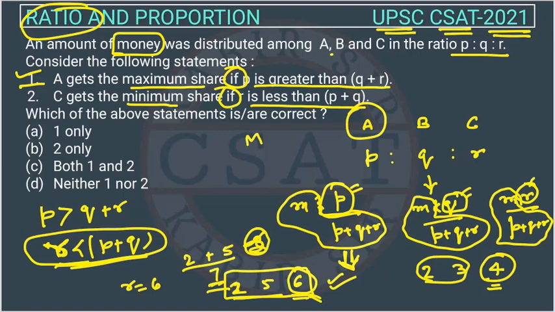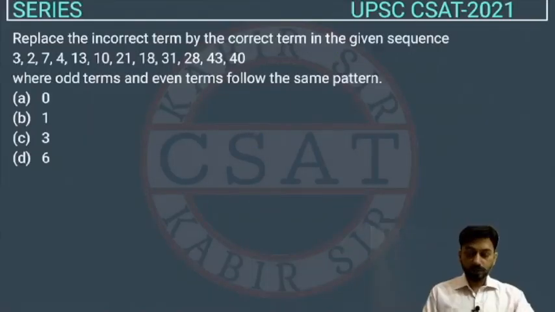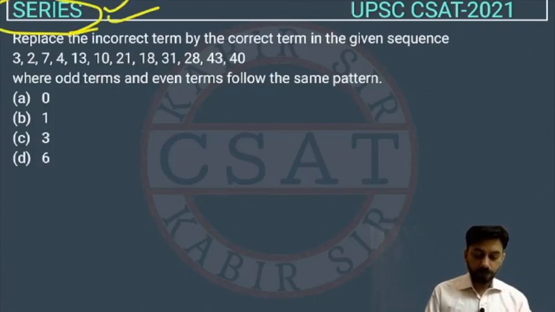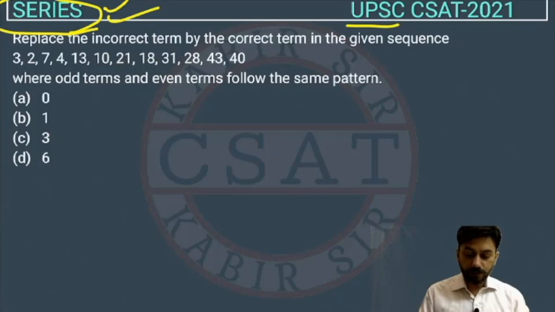So here we cannot deduce anything from this statement. So this is wrong, and only option A is right. So the answer will be option A. I hope this is clear to everyone. If you still have some problem, you can connect with us. This is a reasoning question from the series unit, asked by UPSC in their CSAT paper of 2021.